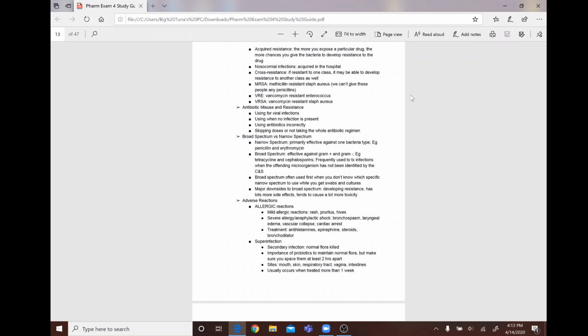Alright, what do we use narrow spectrum antibiotics for? Usually just for one bacteria type. Give me some examples of narrow spectrum antibiotics. Penicillin and erythromycin.